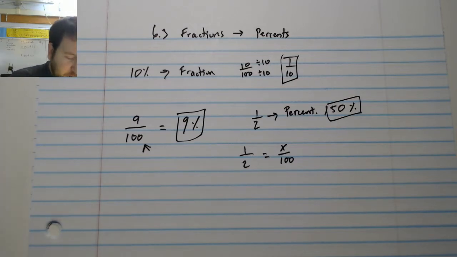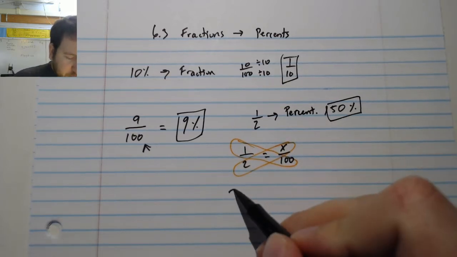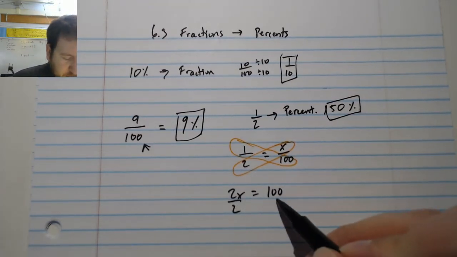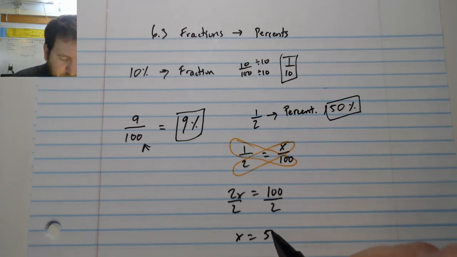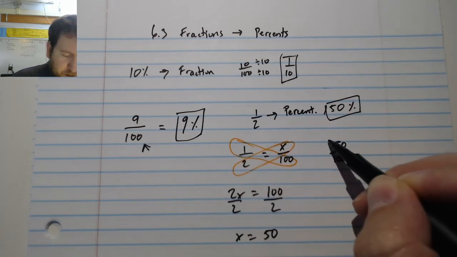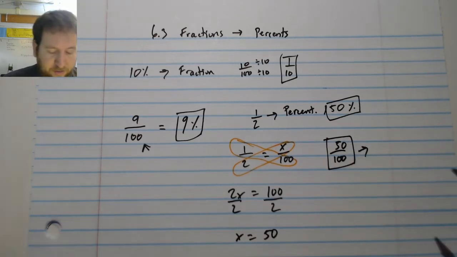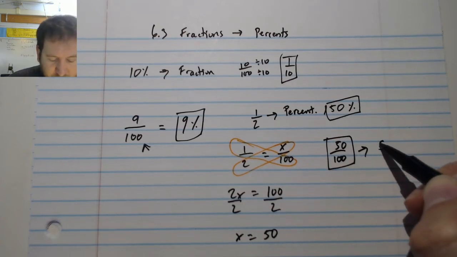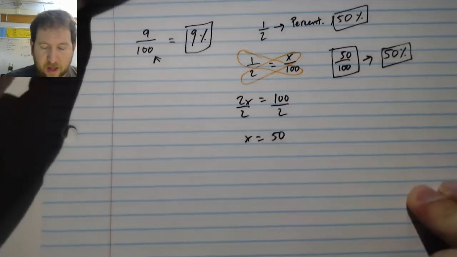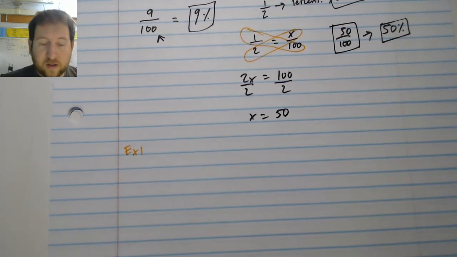Then I would simply cross multiply, and I would have 2x equals 100 times 1, but I don't have to write that. Divide both sides by 2, and I have x equals 50. Put 50 back in, and I have 50 over 100. Now I have a numerator and a denominator, and my denominator is 100, so I can, with much more confidence than before, write the answer as 50%. Let's look at a couple of examples and how we can do this for different problems.